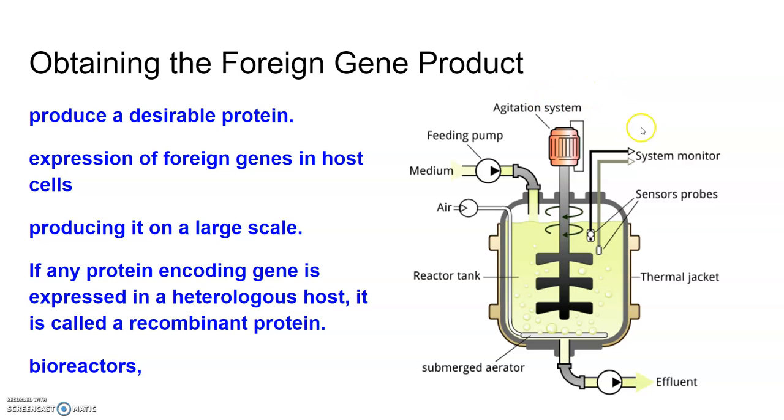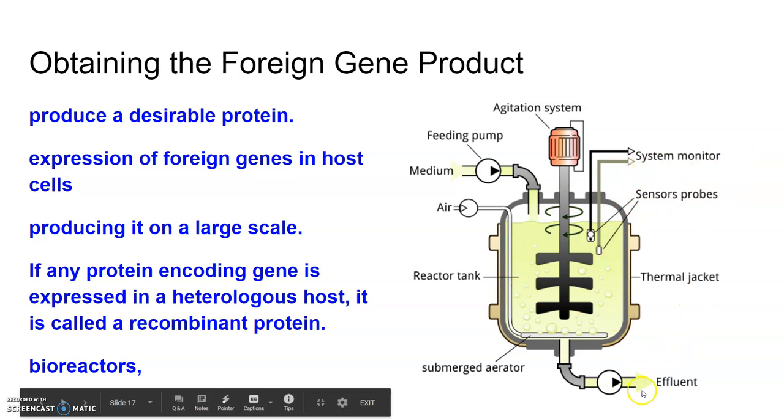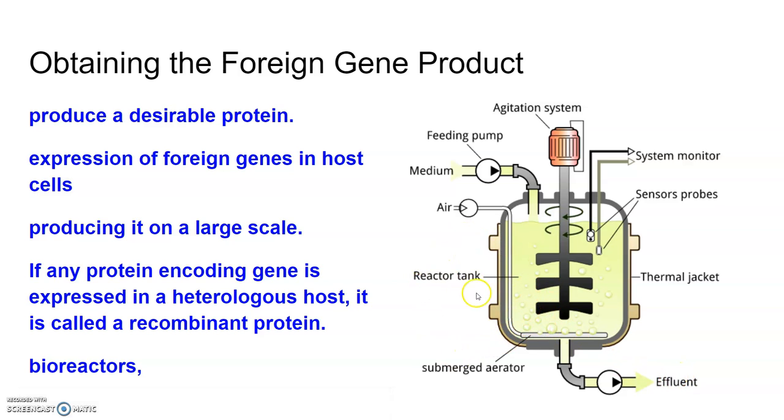Here you can see the different parts of a bioreactor. This is the agitator system, this is the thermal jacket, these are the sensor, probe and system monitor, here is where the effluent is taken out, the submerged aerator for oxygen, the reactor tank where air is bubbled, the medium, and the feeding pump. So these are the various parts of the bioreactor. A bioreactor provides optimal conditions by providing optimum growth conditions like temperature, pH, substrate, salts, vitamins, oxygen, etc. The commonly used bioreactors are of stirring type.